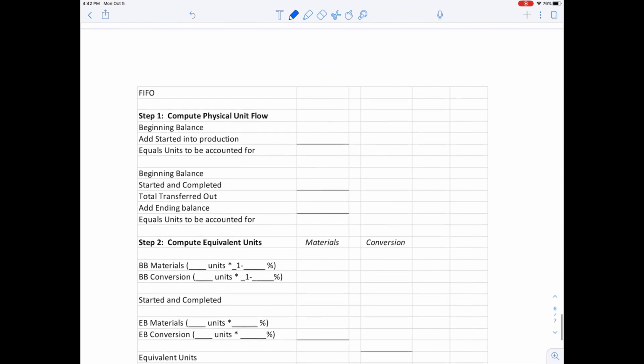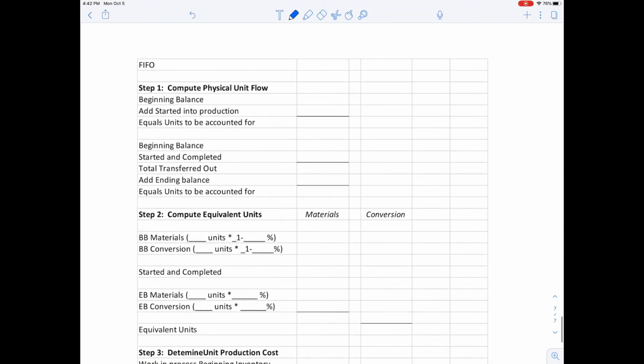So that's your weighted average. Let's look at the first in, first out now. This one, some of these numbers aren't going to change, so it'll be a little bit easier. Your beginning balance still 600. Started into production still 4,000. That equals 4,600. But you notice the second piece of this is kind of expanded. We know this number. We know this number.